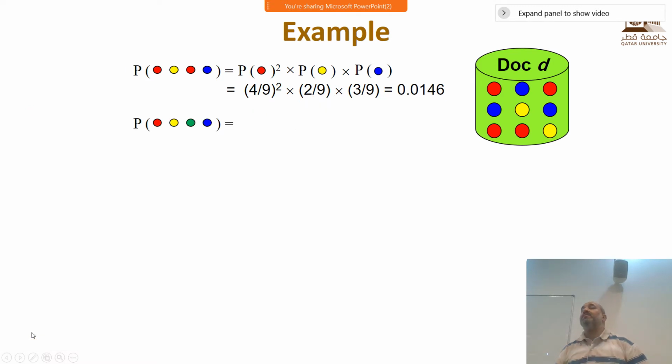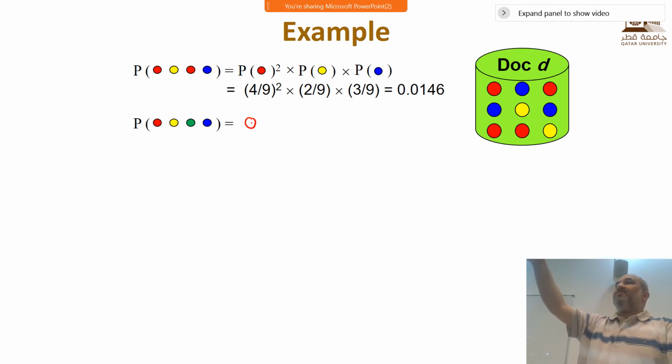How about this one? Can you tell me what will be the probability here? 0. Why? Green didn't appear in the document. So what is the maximum likelihood estimate of green given the language model? 0. That means that this whole probability will be 0. Is that good or bad? Why is it bad?